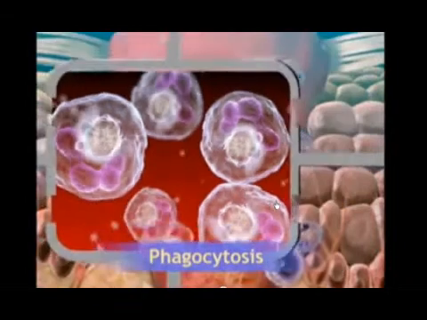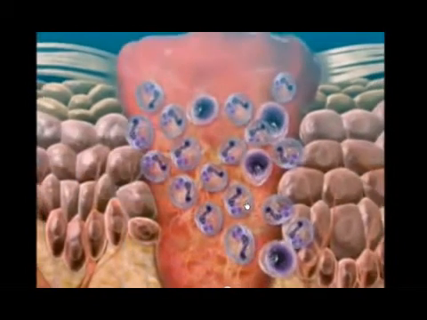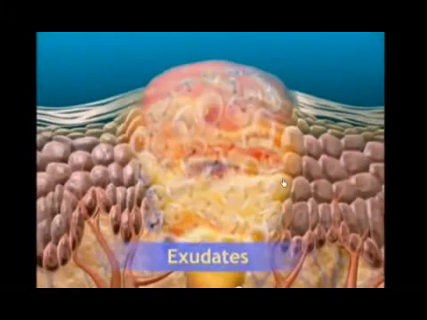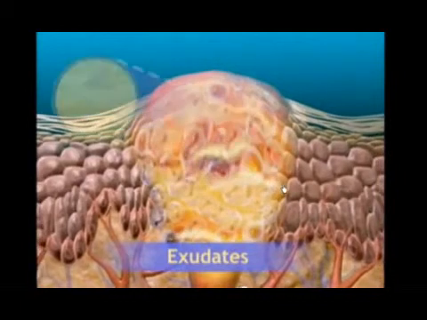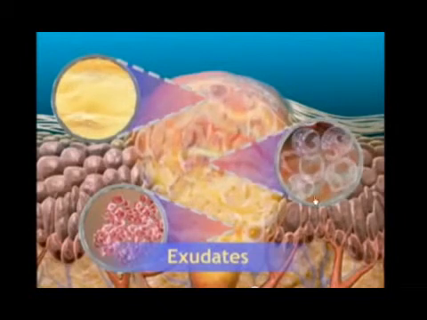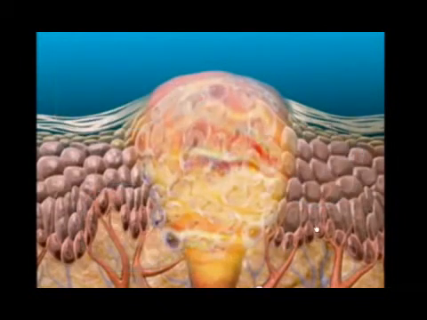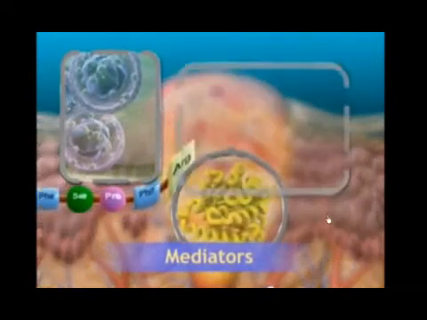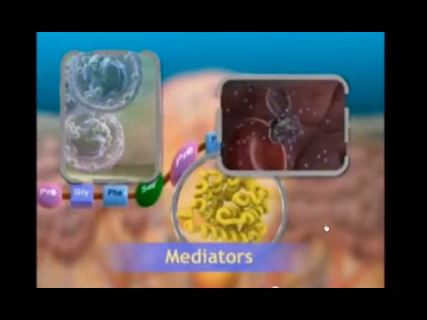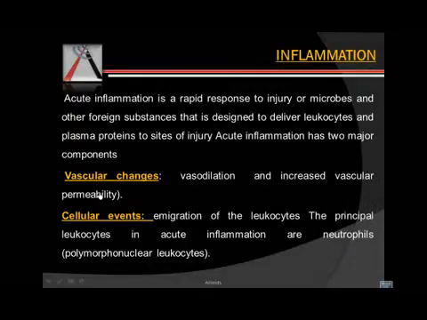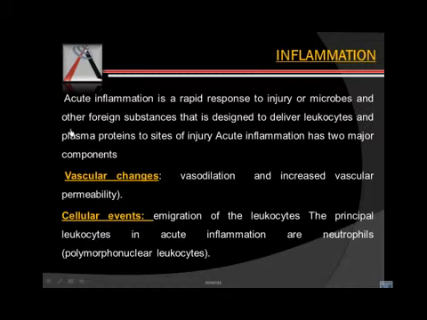This process is phagocytosis. The byproduct of the phagocytosis causes the formation of exudate that contains the bacterial debris, the fibrin, the dead cells, and the dead PMNs. The inflammation is mediated by various chemical mediators which are derived from the cells as well as the plasma. We'll be seeing these mediators a little later.